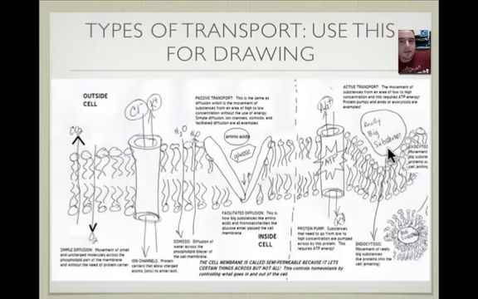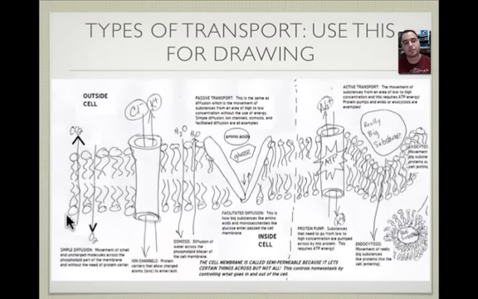Now we have types of transport. You want to use this one for your drawing. Let's take a look here. So everything to the left of the dotted line is passive transport. That means no energy or no ATP required. Everything to the right is active transport. So going back to the left, passive transport, no energy necessary. You're going to see this word a lot, diffusion. Anytime you see that word diffusion, that means passive transport, no energy is required.